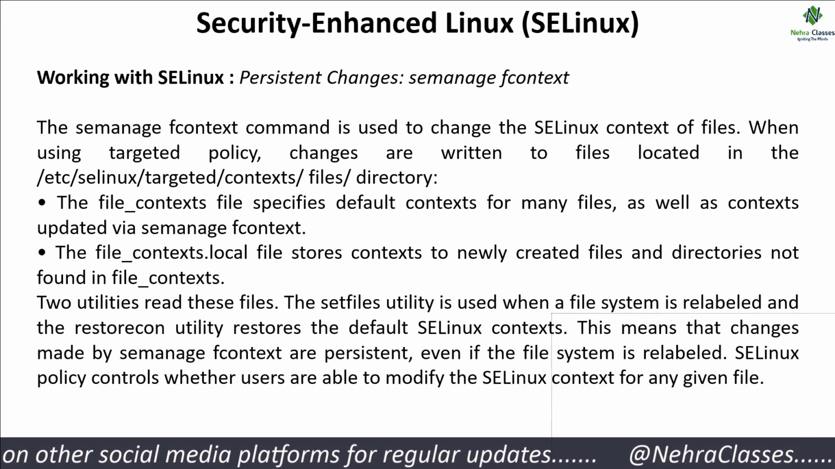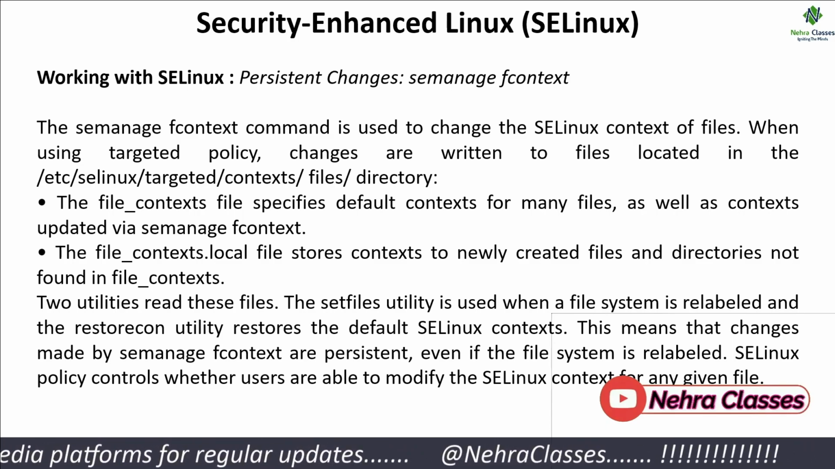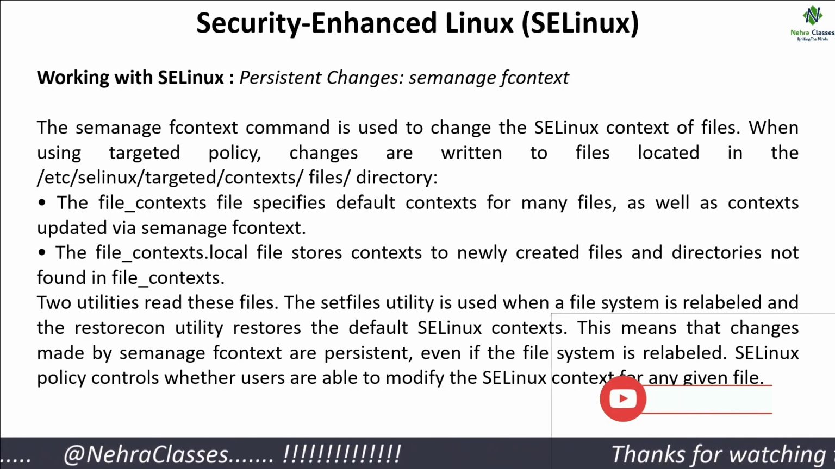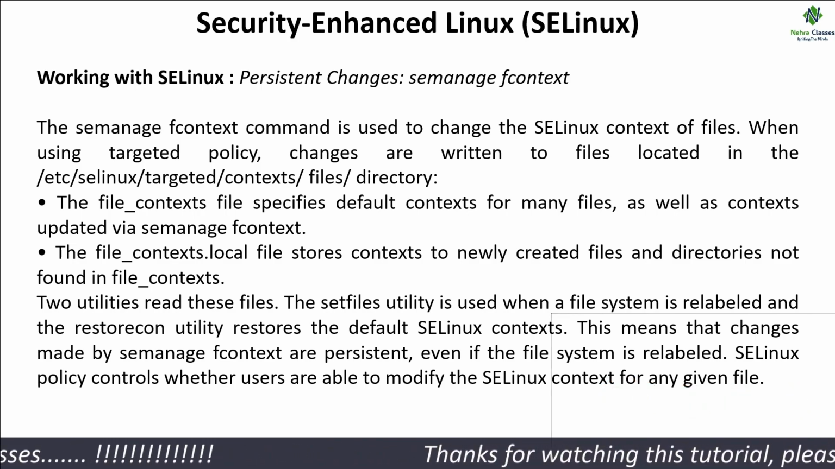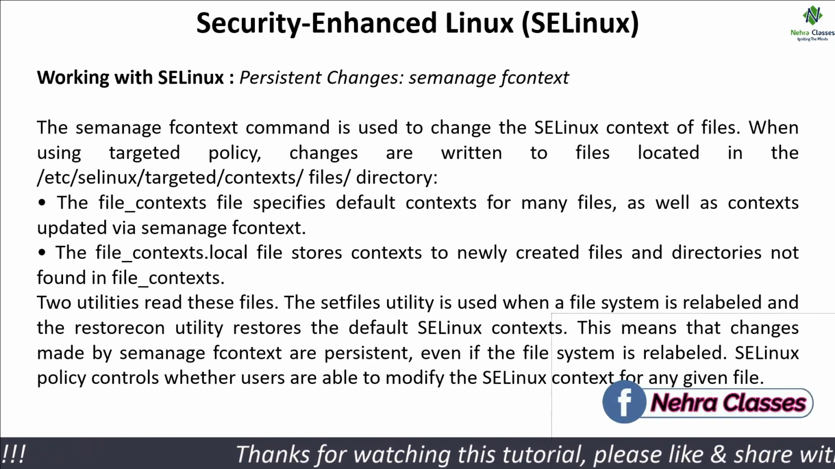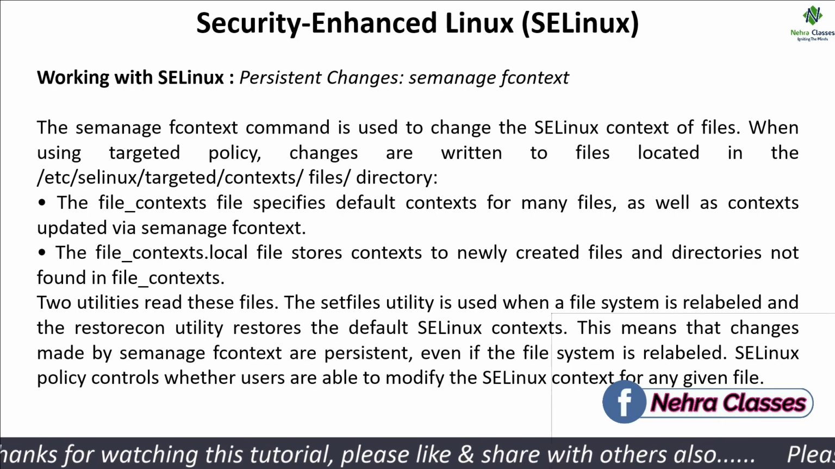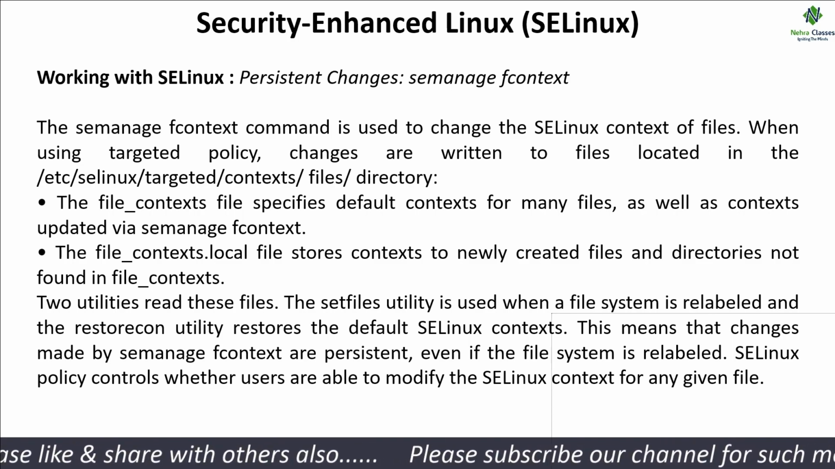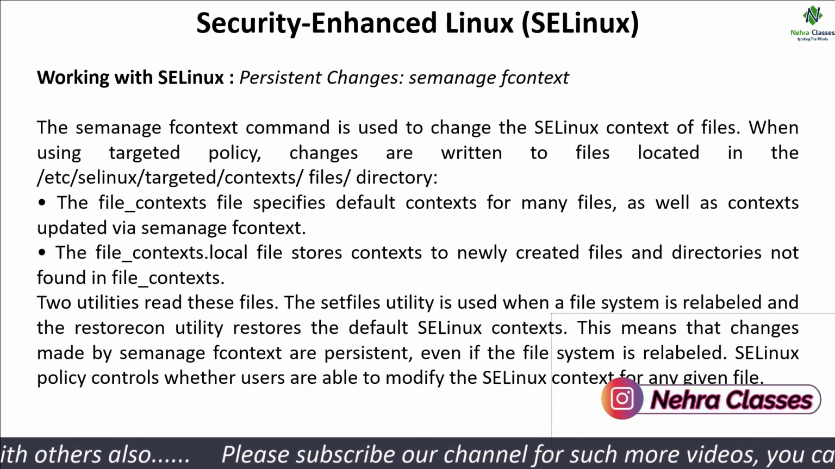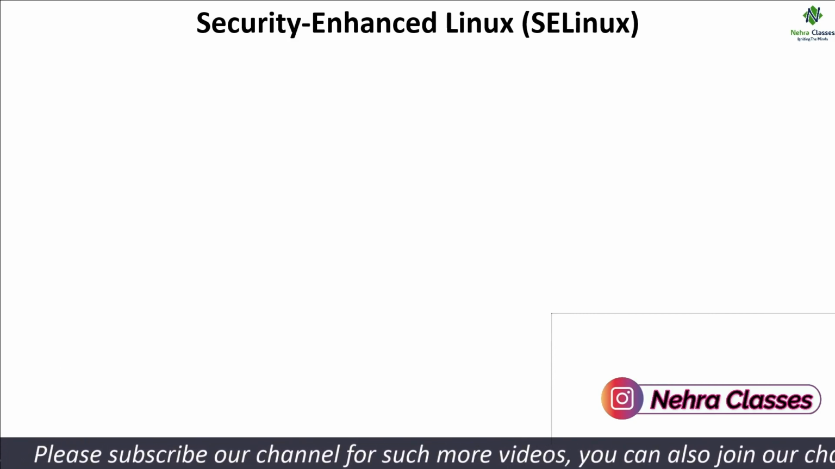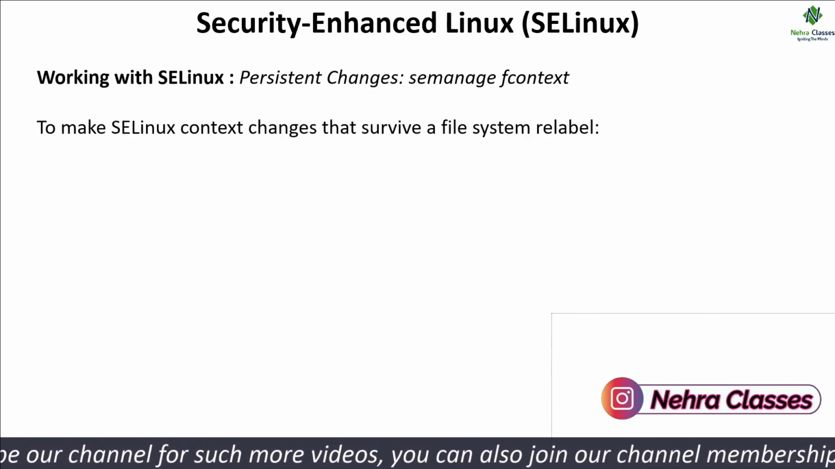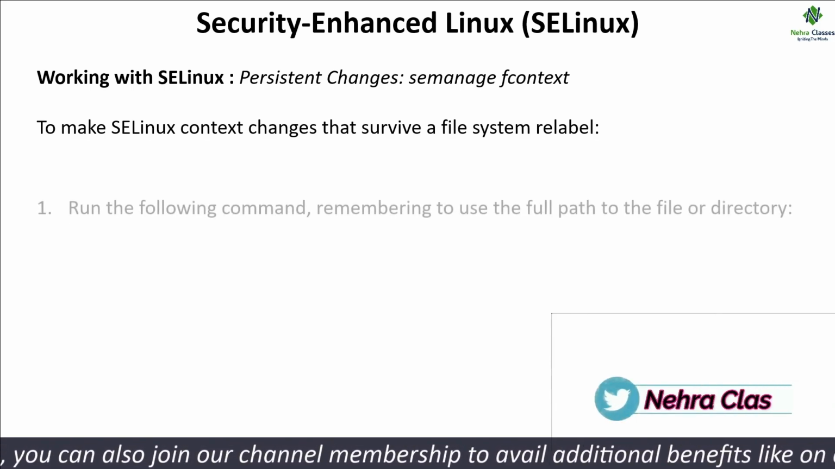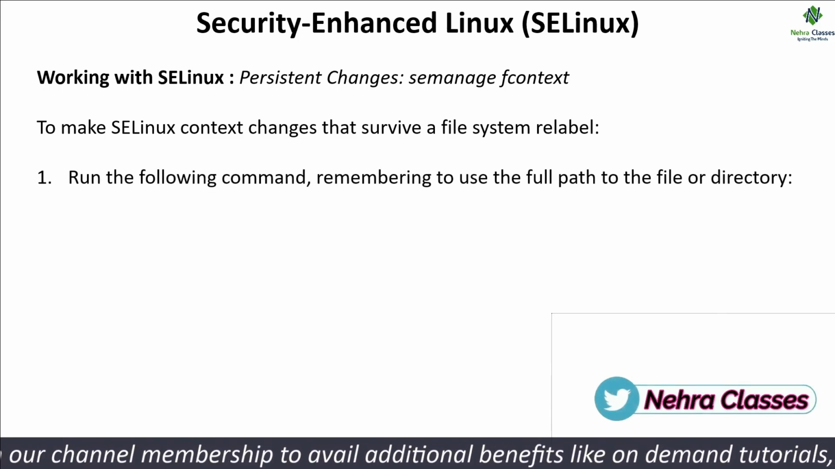Two utilities read these files. The setfiles utility is used when a file system is relabeled, and the restorecon utility restores the default SELinux context. This means that changes made by semanage fcontext are persistent even if the file system is relabeled. SELinux policy controls whether users are able to modify the SELinux context for any given file. To make SELinux context changes that survive a file system relabel, run the following command, remembering to use the full path of the directory.